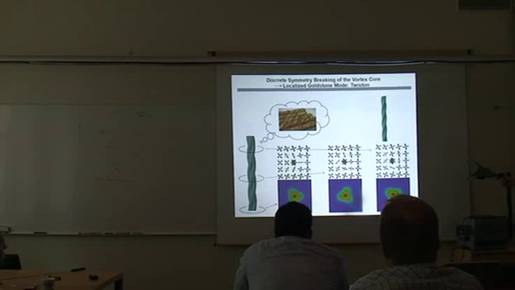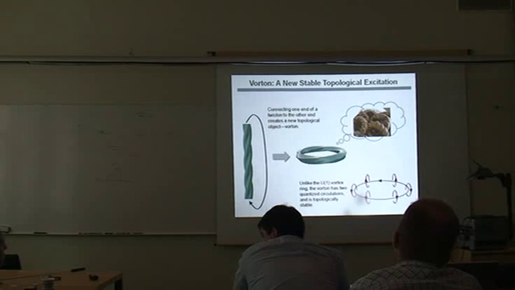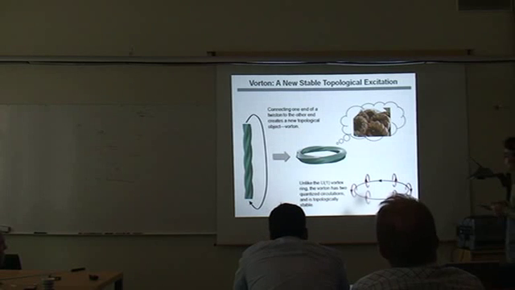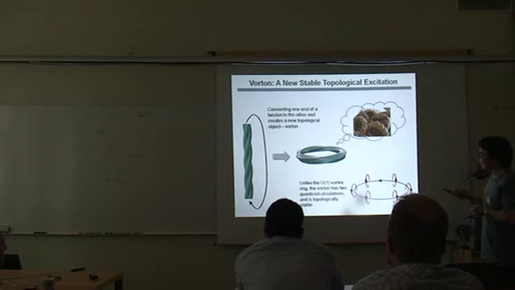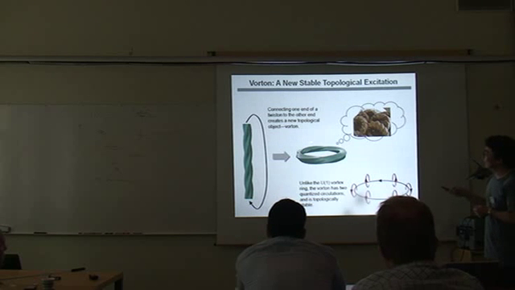And this is what we call twisted, rotate, something like this. Looks like a break. And what happens if we connect this twisted like this? Then we have a new topological object called vortex.